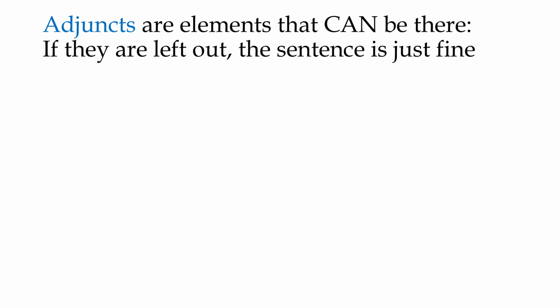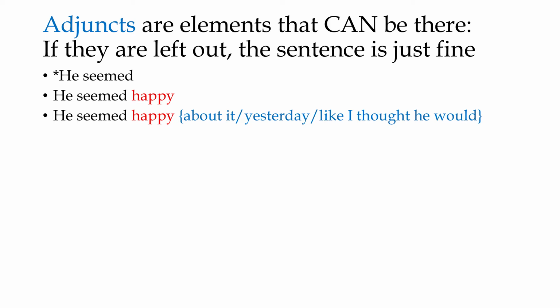Adjuncts are not elements that have to be there, but rather elements that can be there. If they're left out, the sentence is just fine because these are just optional information. So we saw he seemed needs an adjective, happy, in order to work. He seemed happy, but there's lots of other kinds of extra information I could put in. He seemed happy about it. He seemed happy yesterday. He seemed happy like I thought he would. He seemed happy about it yesterday like I thought he would. I could put one or more of these different things. They're optional. These are adjuncts.